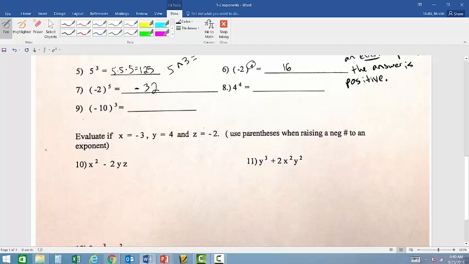So if we look at 4 to the 4th power, that's going to give us simply 4 times 4 times 4 times 4, which is 256.